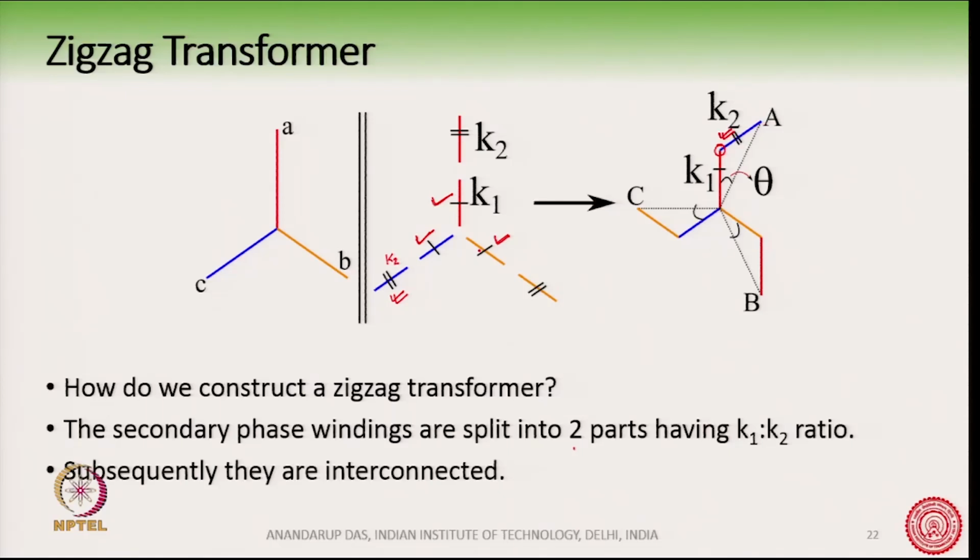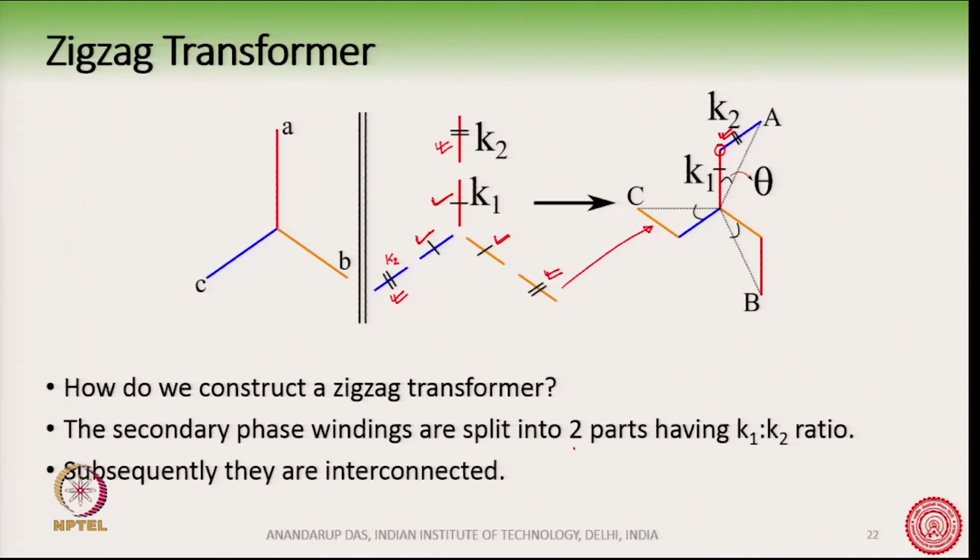Similarly, you can take this winding and connect it here like this, and we can take the B phase, this K2 winding, and put it here. So, once we do this, what happens?